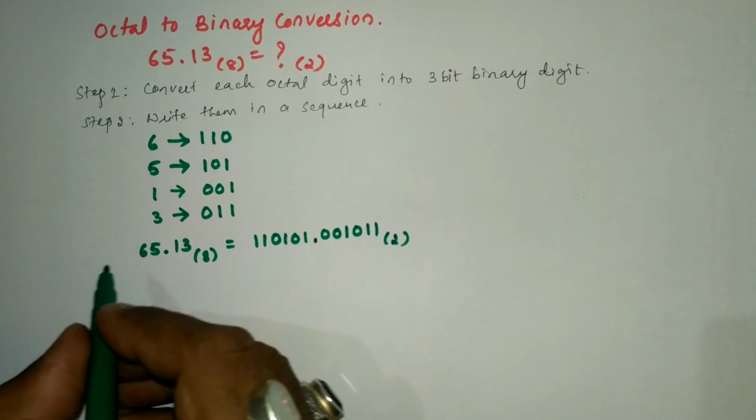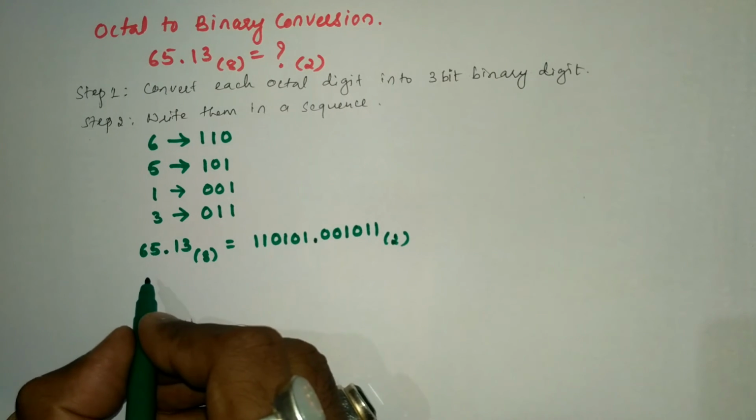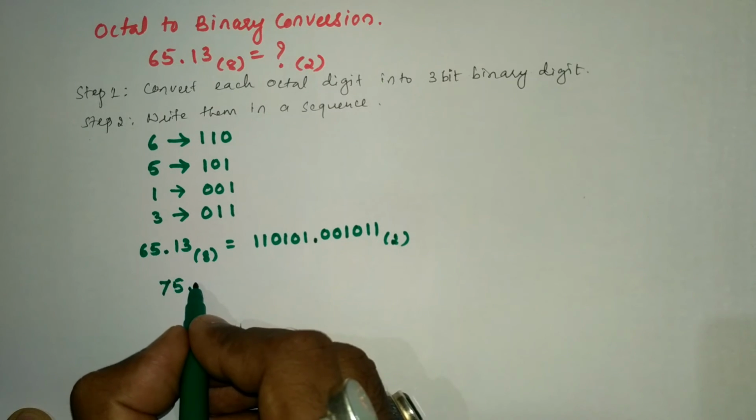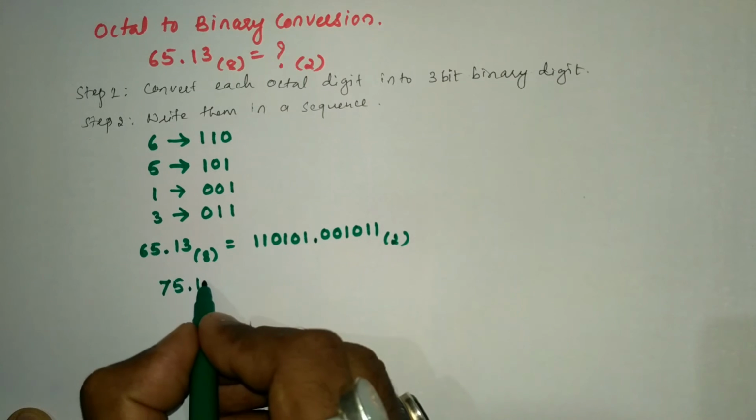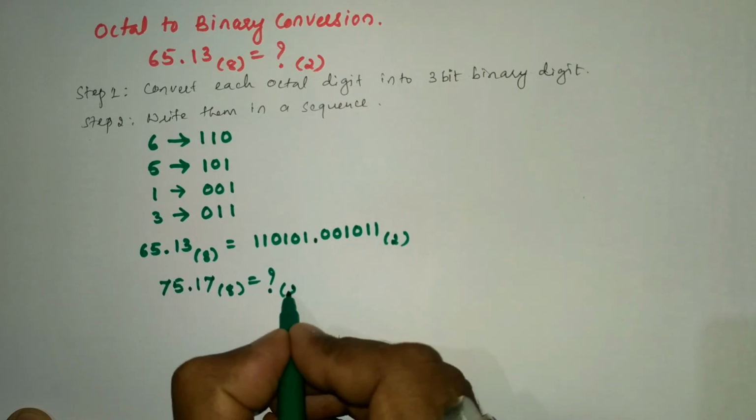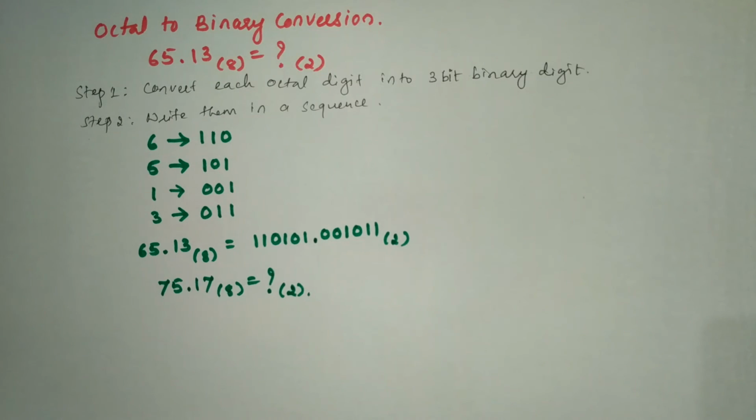So here I'm going to give you one more example of this kind. You just try to solve it by yourself. Alright, 75.17 to the base 8 is equal to what to the base 2. And please let me know the answer for this question in the comment box. Thank you.